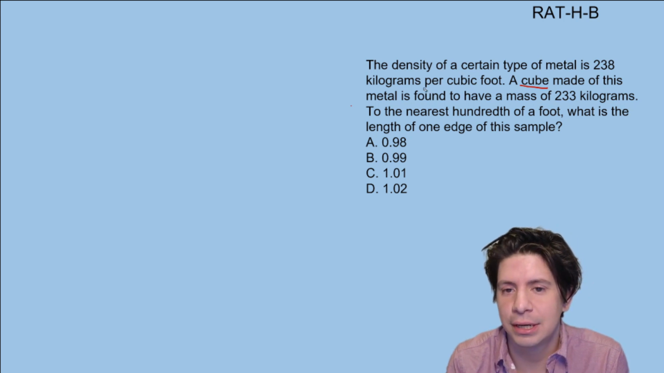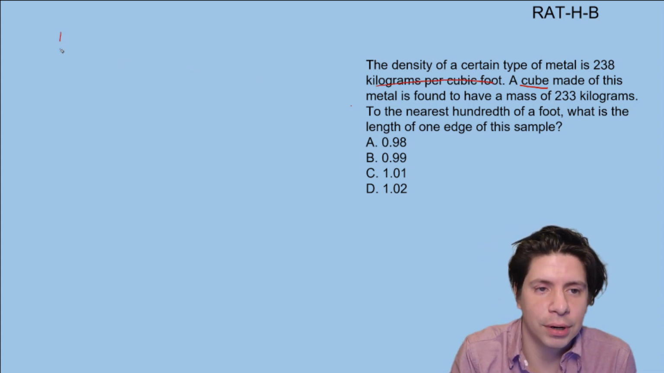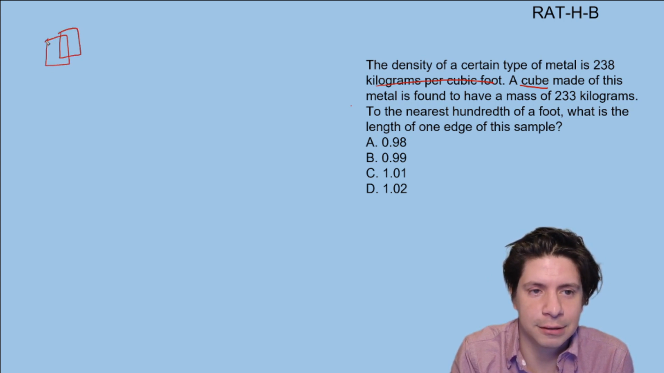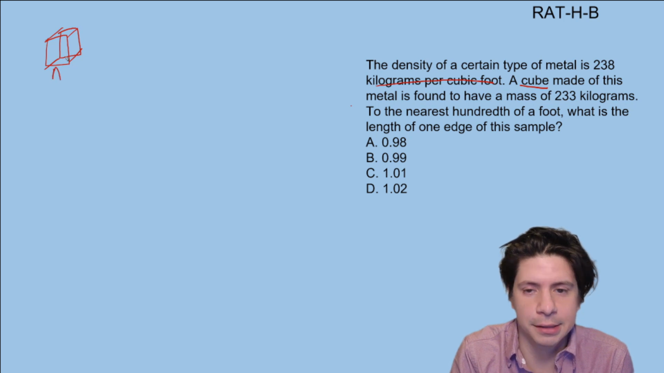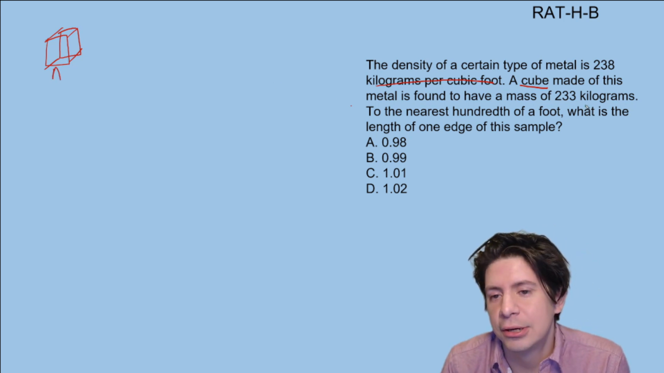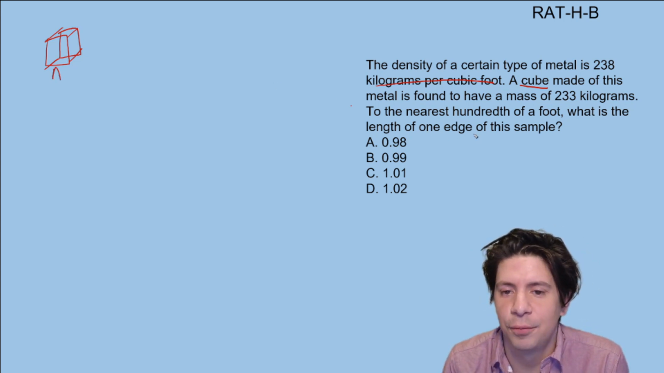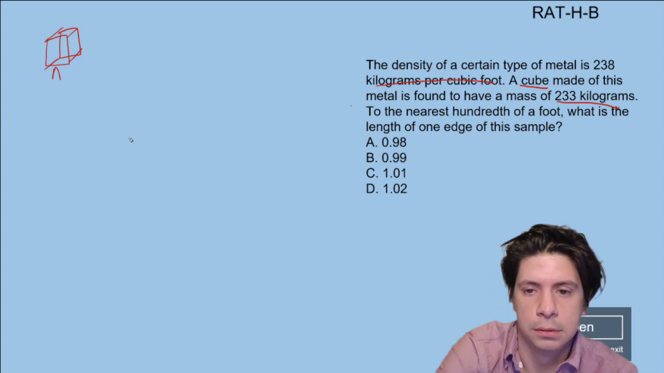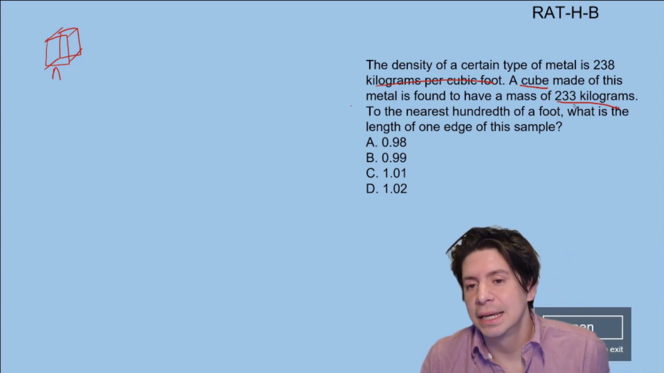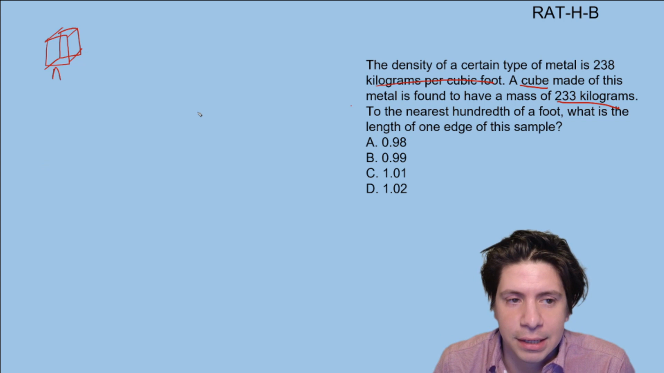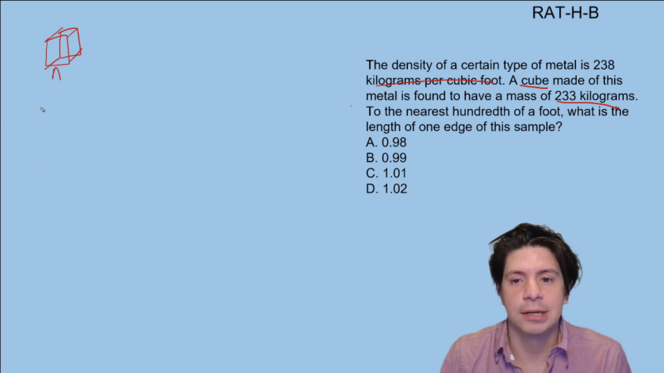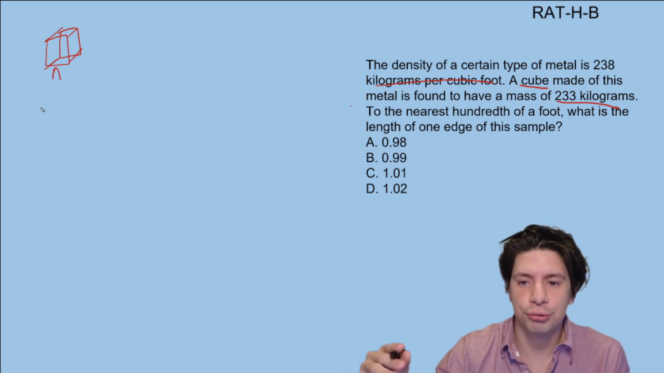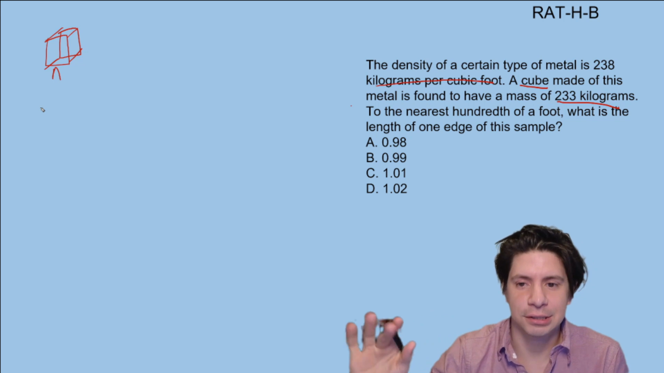3-dimensional geometry, right? Because a cube is a 3-dimensional object. And then the density, right, is also involved in geometry and with units, right? So the units here are kilograms per cubic foot. And a cube, right, is the same side length cubed. That's how we'd find its volume, right? So we could call all these like N. To the nearest hundredth of a foot, what is the length of one edge of this sample? Okay, so we're going to take the 233 kilograms, right? And that's the mass that we're dealing with, and we're going to convert that into volume and then convert the volume into edge length, right?